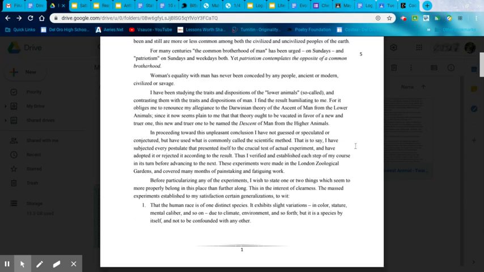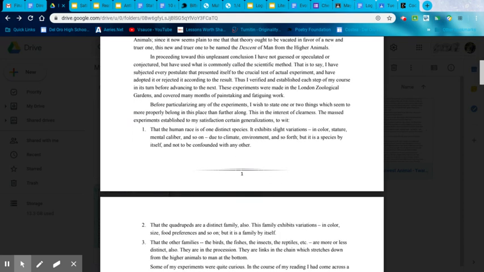In proceeding toward this unpleasant conclusion, I have not guessed or speculated or conjectured, but have used what is commonly called the scientific method. That is to say, I have subjected every postulate that presented itself to the crucial test of actual experiment, and have done so in its turn before advancing to the next. These experiments were made in the London Zoological Gardens and covered many months of painstaking and fatiguing work.